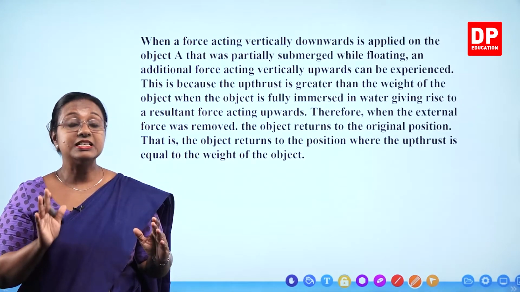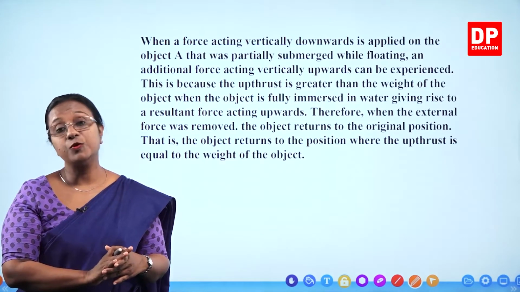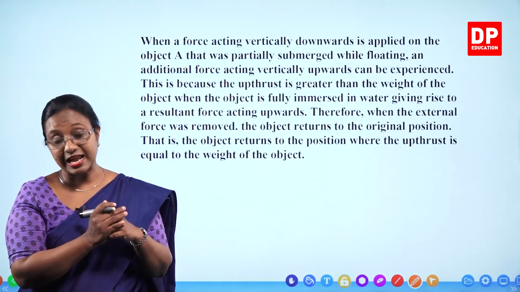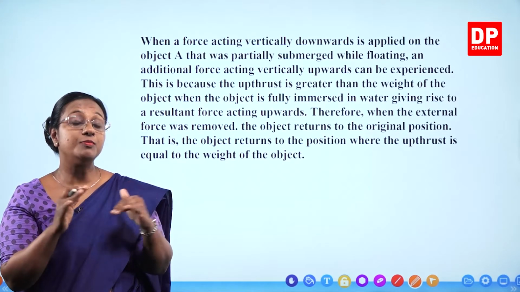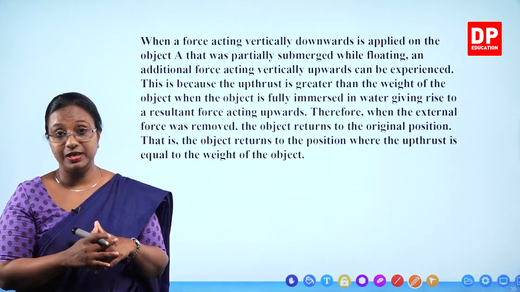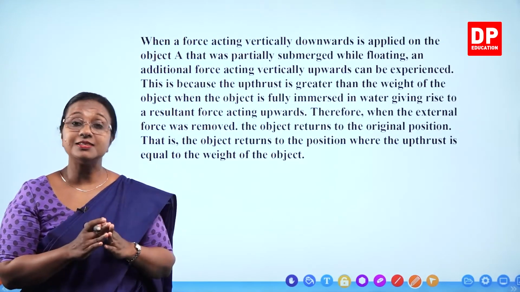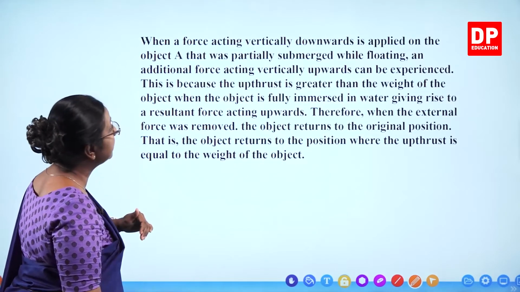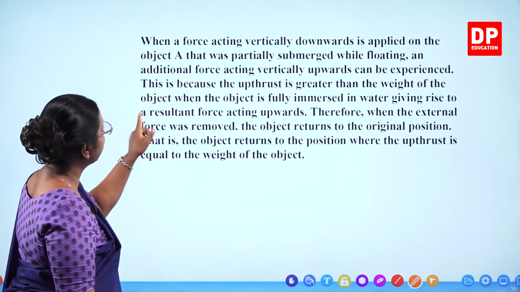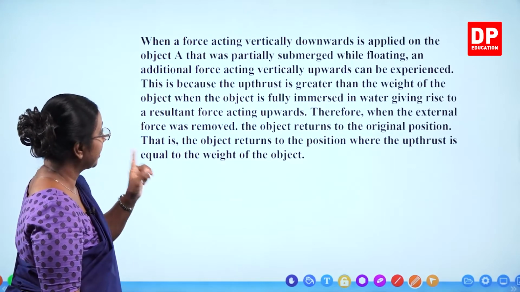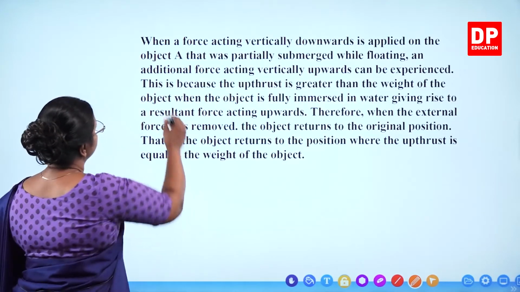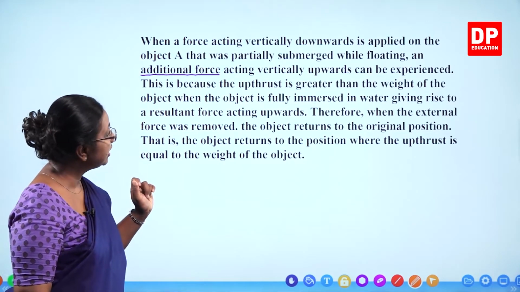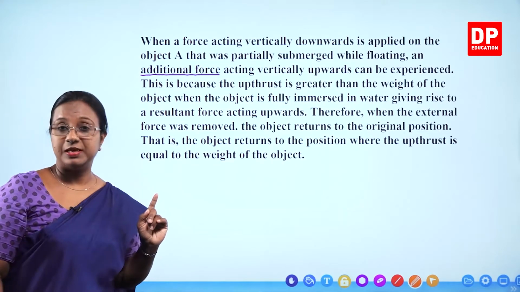The reason is the water will exert a force upwards. So when you try to push it down, water exerts an additional force so that the object will be in equilibrium. It will be floating as before. So when a force acting vertically downwards is applied on an object that was partially submerged while floating, an additional force, here you have to remember, additional force acting vertically upwards can be experienced.